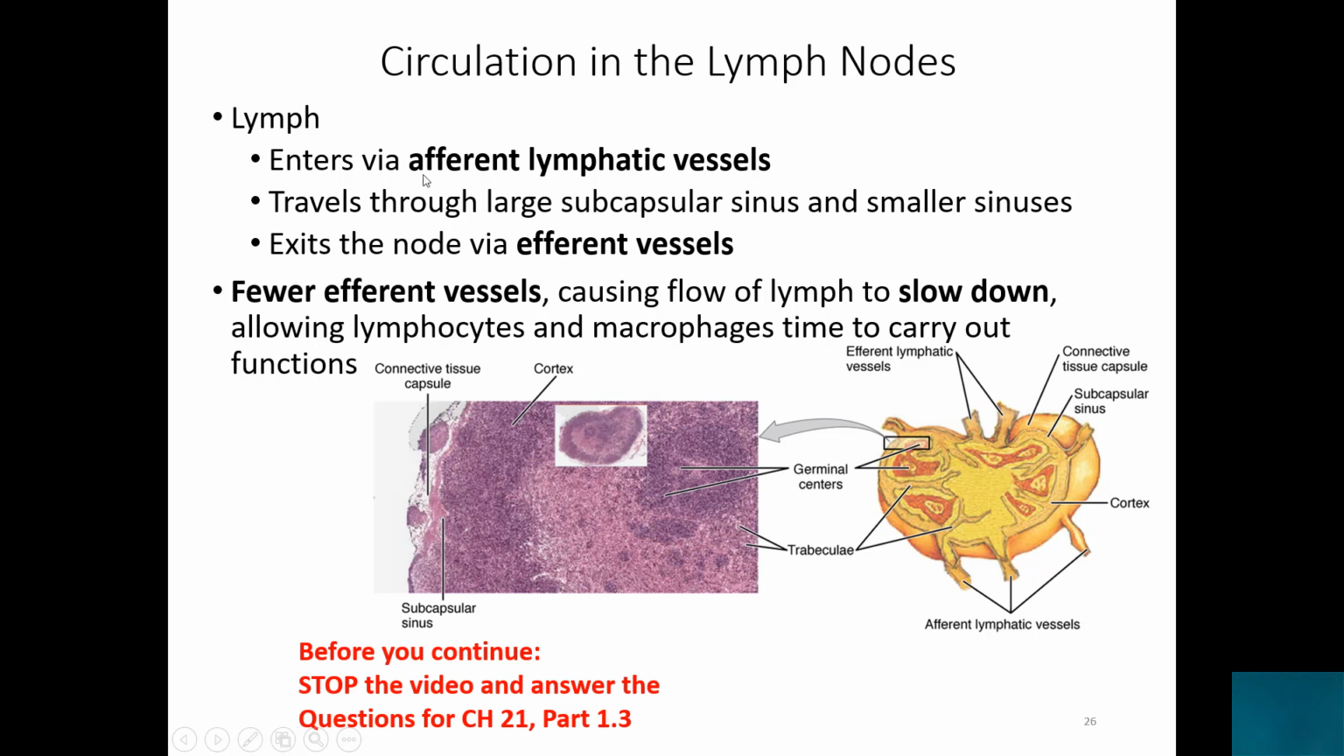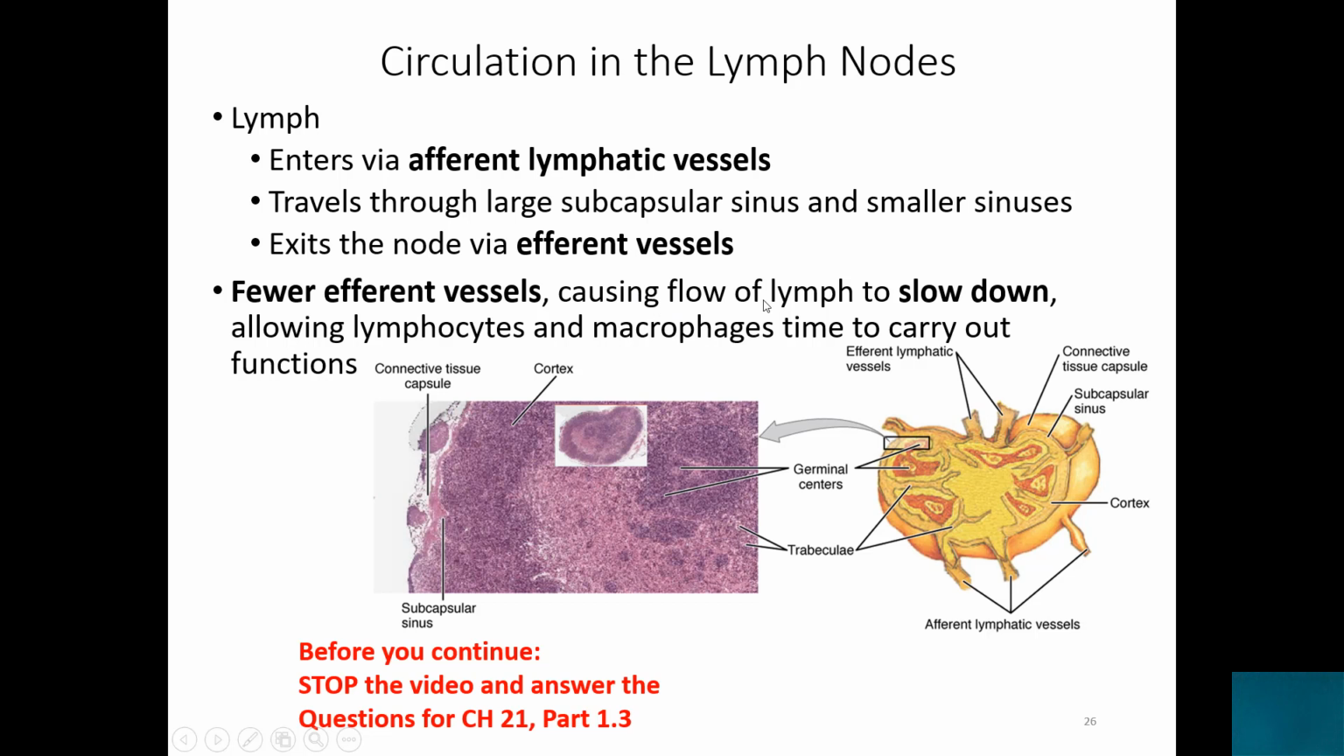So lymph enters lymph nodes through their afferent lymphatic vessels. Usually there are 3, 4, or 5 of those, and lymph travels through the sinuses, larger and smaller ones, and exits lymphatic nodes through the efferent lymphatic vessels. There are always few efferent vessels, 1, 2, maximum 3.